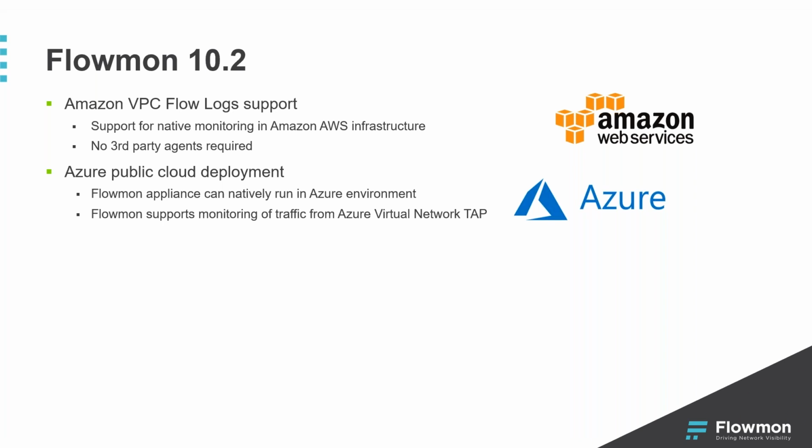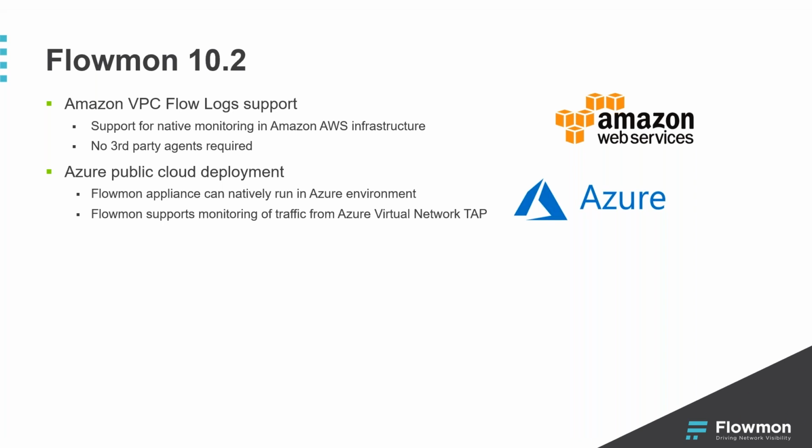Second part is support for monitoring of network traffic in Azure via Azure Virtual Network TAP, which is a new feature that has been just recently added to Microsoft Azure Cloud Platform. It is currently still in beta version, but what we can do with this is basically capture the network information from Azure TAP and then use Flowmon Collector to display it, analyze it, and so on. So these two things we are mainly focusing on.